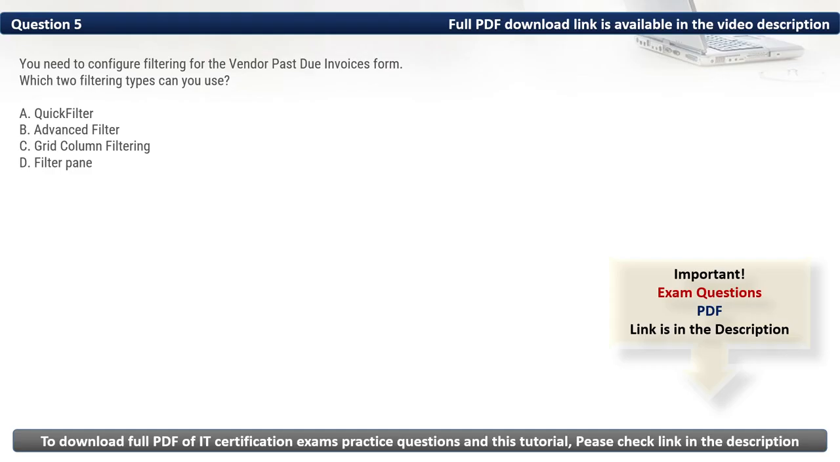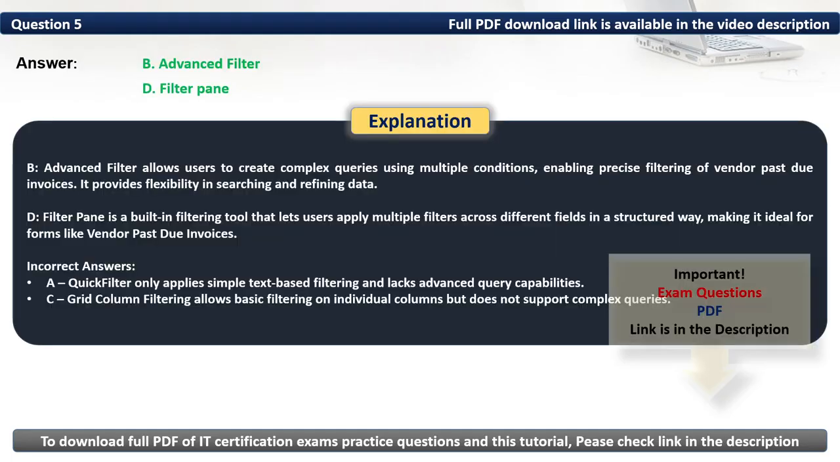As such, the two filtering types that we can use are advanced filter and filter pane. Thus, the correct options are B and D. About the options, B. Advanced filter allows users to create complex queries using multiple conditions, enabling precise filtering of vendor past due invoices. It provides flexibility in searching and refining data.